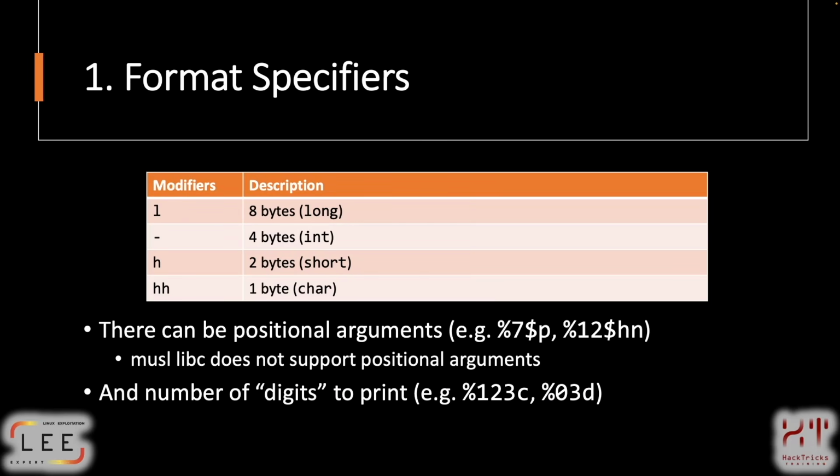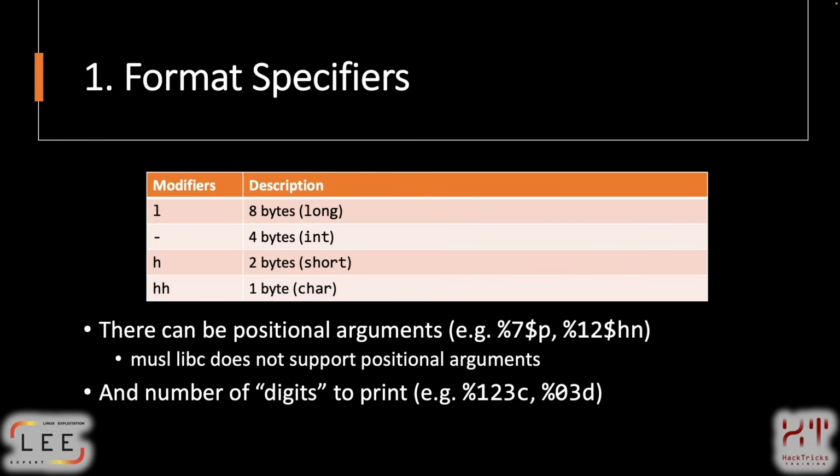To gain precise control in our exploits, we use modifiers. Size modifiers allow us to dictate the size of the data being read or written. For example, %hn writes 2 bytes, while %lx reads an 8-byte long integer. We also have positional arguments using the $ sign syntax, like %7$p. This is incredibly useful because it allows us to directly reference the 7th argument, skipping others. Although there are libc versions, like musl, that do not support this.